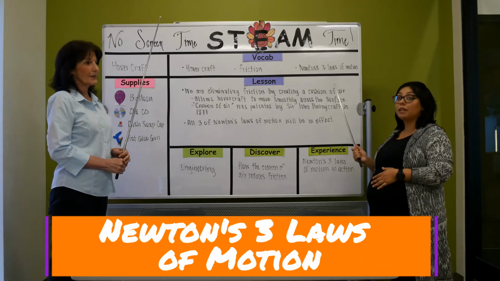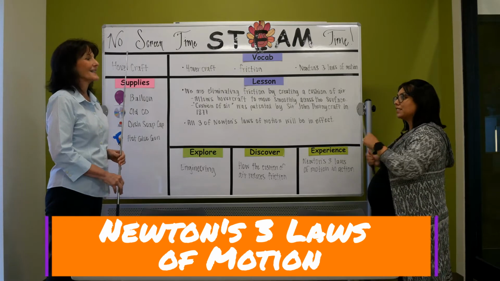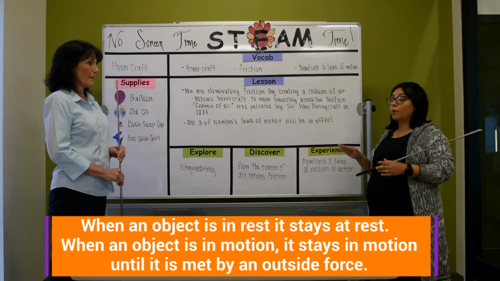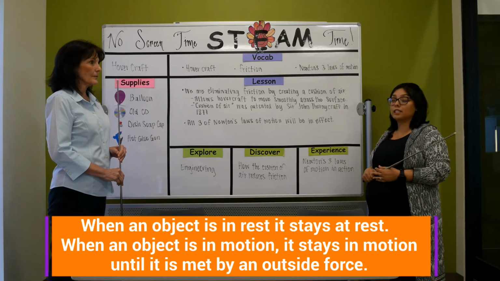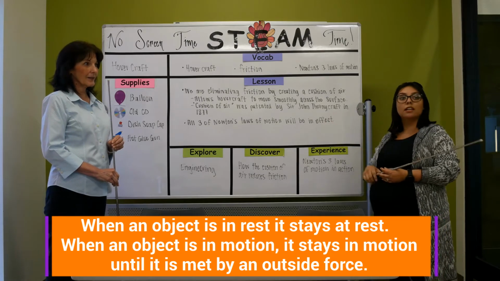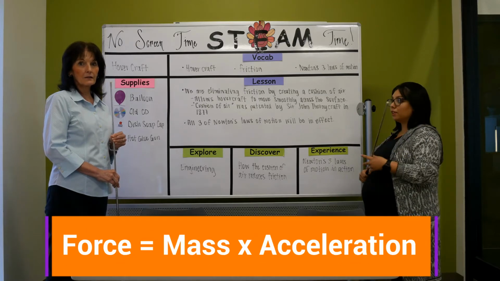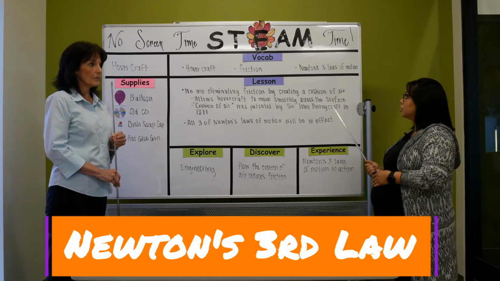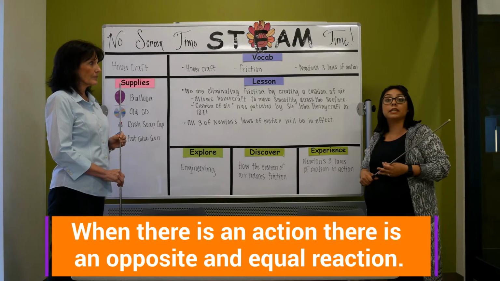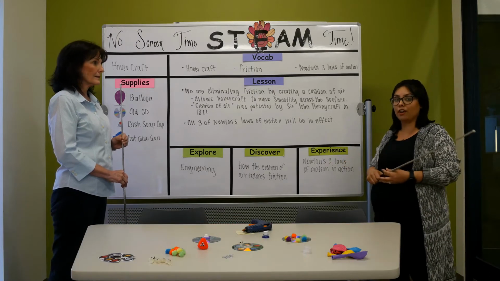So all of these will be in effect today, and we have covered the third law when we did the rocket balloon. So the first law is when an object is at rest, it stays at rest, and when it is in motion, then it will stay in motion unless it is met by an outside force. Newton's second law is force equals mass times acceleration, and then Newton's third law is when there is an action, there is an opposite and equal reaction. So we will be explaining those as we build our hovercraft today.